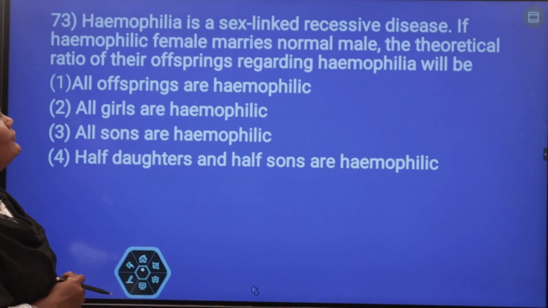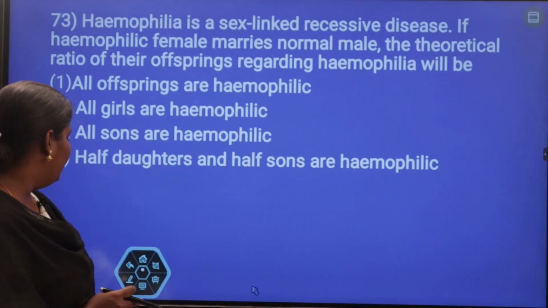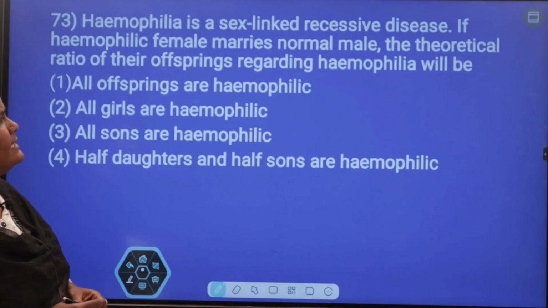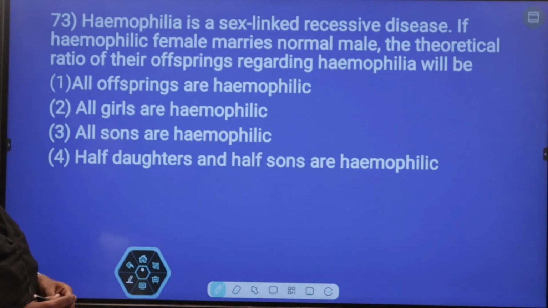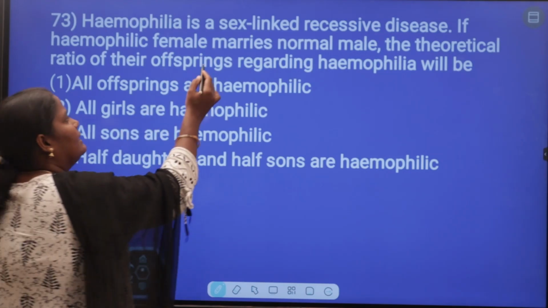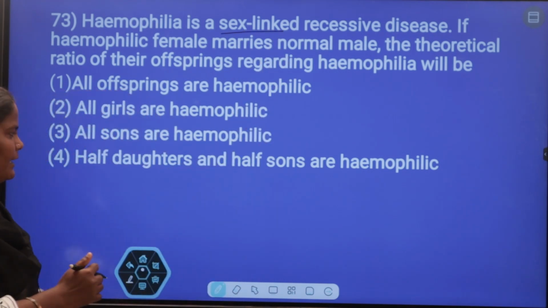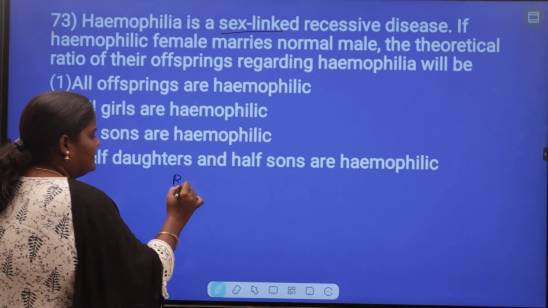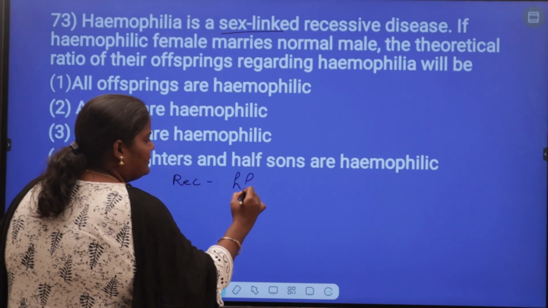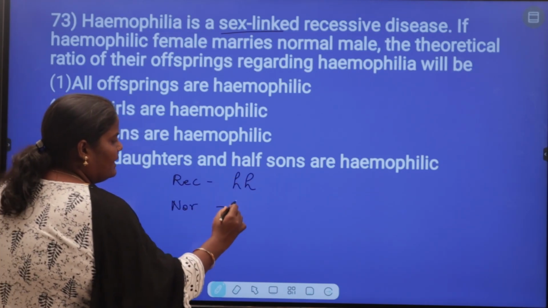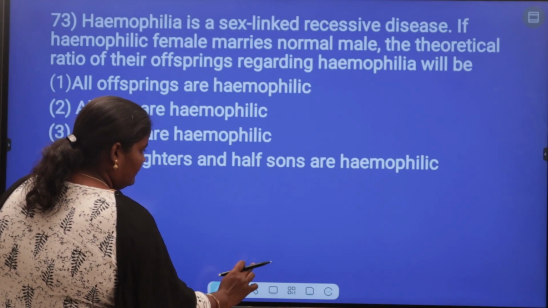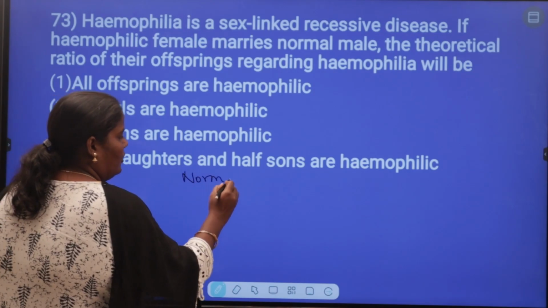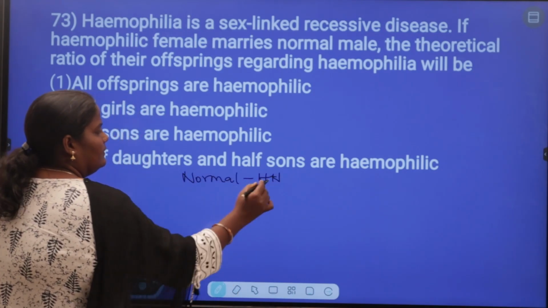Next, 73. Hemophilia, again a genetical disorder concept. Hemophilia is a sex-linked recessive disease. If a hemophilic female marries a male, what is the theoretical ratio of their offspring regarding hemophilia? Again they are properly mentioning that it's a sex-linked recessive disorder. So the sex-linked recessive may be represented by 2 H's. The normal one is represented by capital H. Let's start from the normal, capital H. Then carrier.